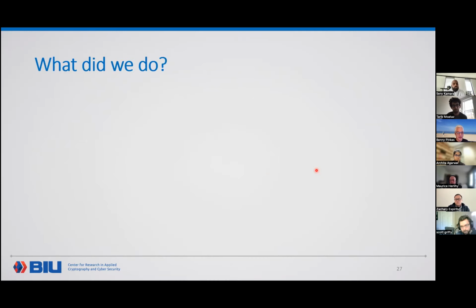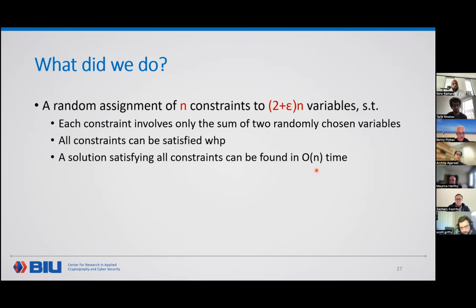So what did we essentially do? Basically, we had the random assignments of n constraints to slightly more than 2n variables, so that each constraint involves only the sum of 2 randomly chosen variables. And all constraints must be satisfied, but we know that with very high probability they can be satisfied. And this peeling satisfies all constraints with an overhead which is linear.